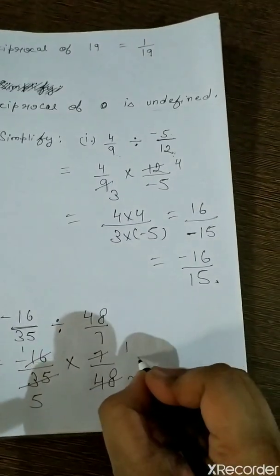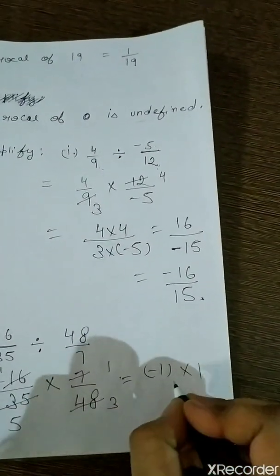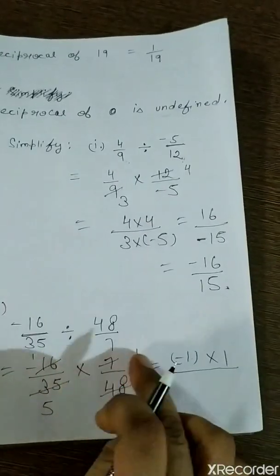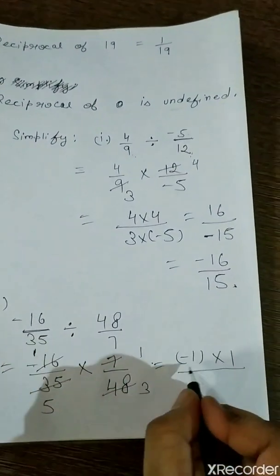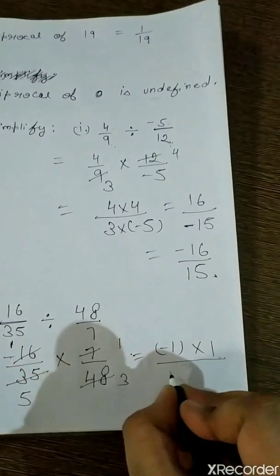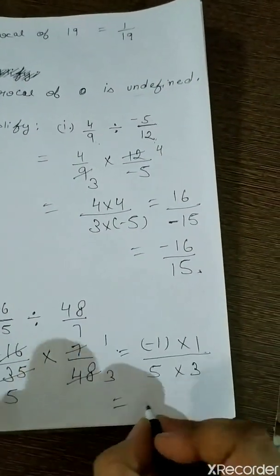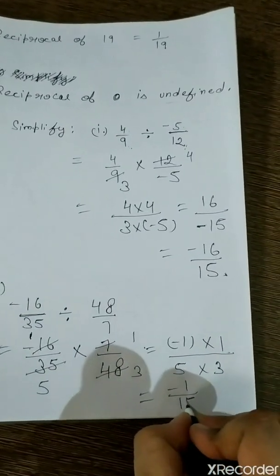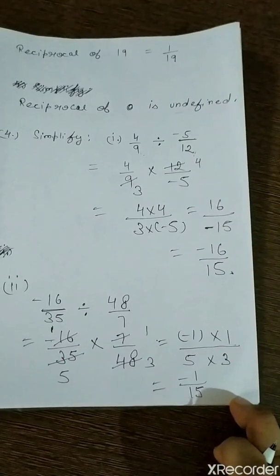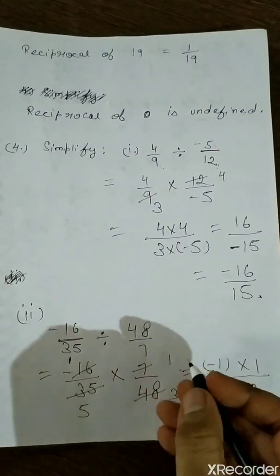numerators and denominators. So now what is remaining? Minus 1 into 1 at the place. The remaining numerators you will multiply. Here 1 is there and this is minus. So minus 1 into 1 and downside 5 into 3. So you have got the number minus 1 by 15. Okay students, so this way you can divide the rational numbers.